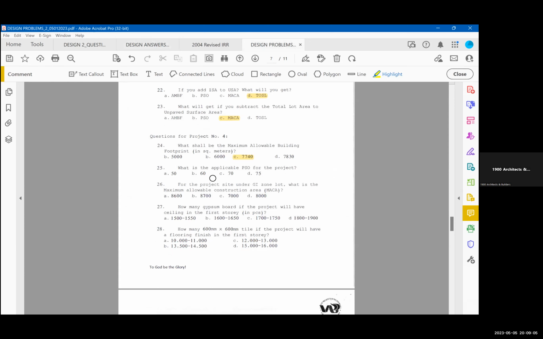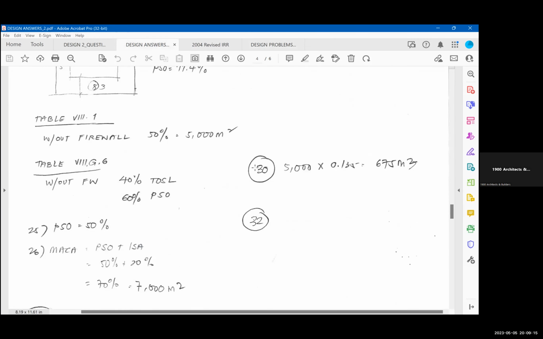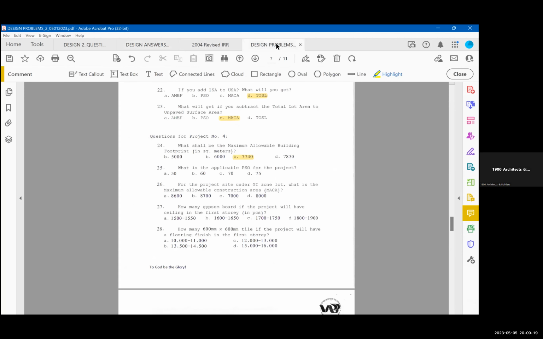So number 25, what is the applicable PSO for the project? So, ang PSO naman niya is 50%. So it's letter A.